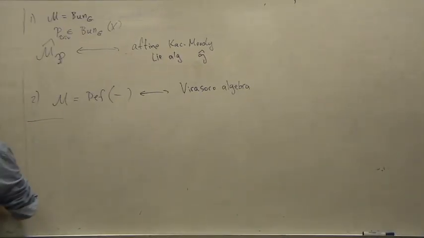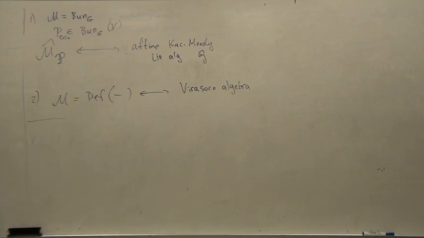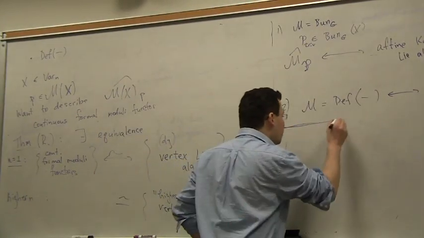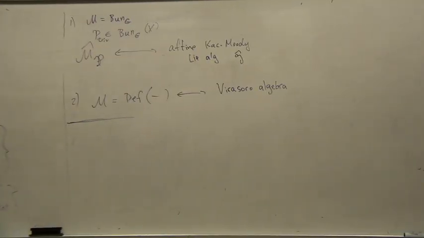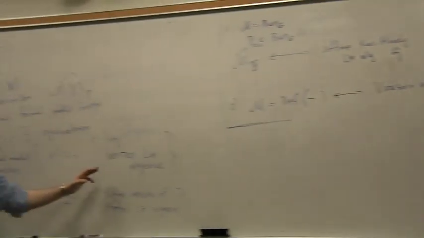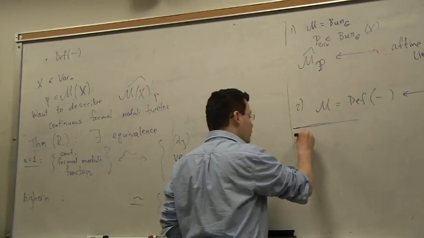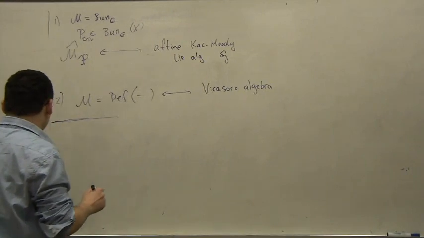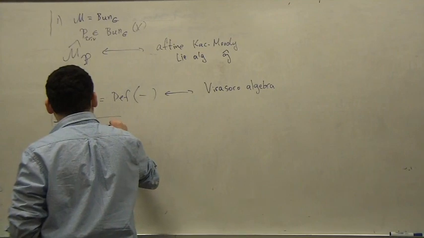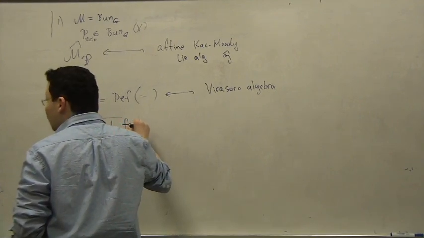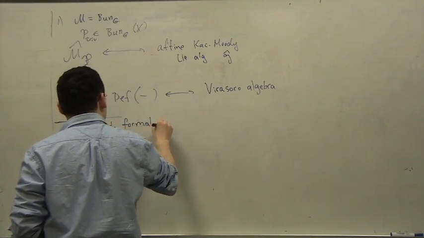Let me tell you in a few words what goes into establishing such a statement. The key new observation, really an enhancement of something Beilinson and Drinfeld did, is that we can build something called a factorization space. So say M is a continuous formal moduli functor.